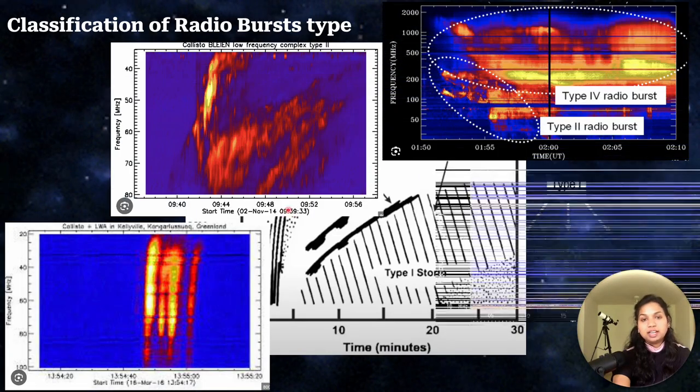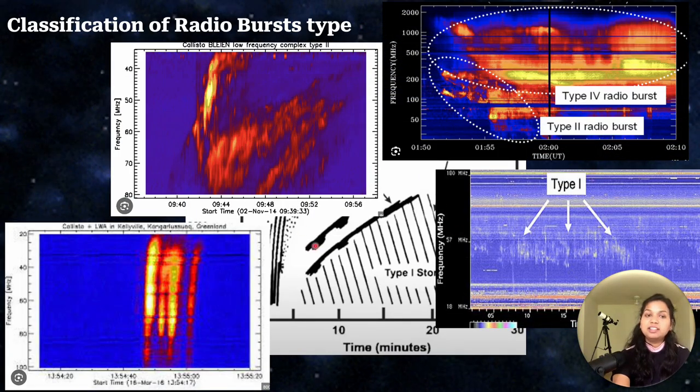Along with this cartoon image of a solar dynamic spectrum, here I'm going to show you some real observations of different types of solar radio bursts. In this bottom image, you can see a very good example of a type 3 solar radio burst. Here you can see a vertical bright line which covers a wide range of frequencies, which is associated with the solar flare, and shows that we get a sudden release of electromagnetic radiation with the flares.